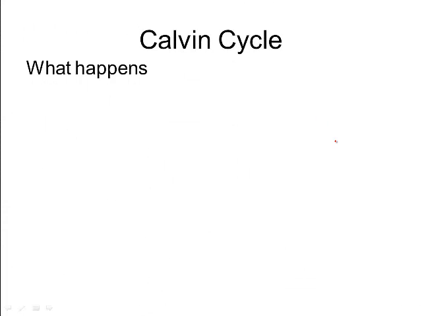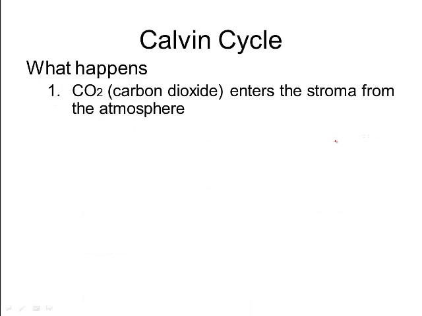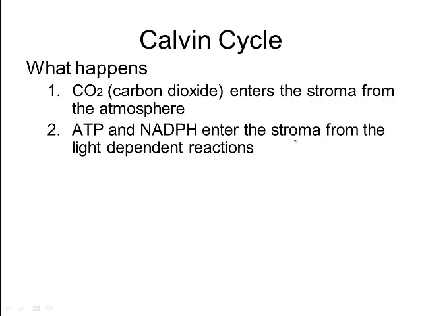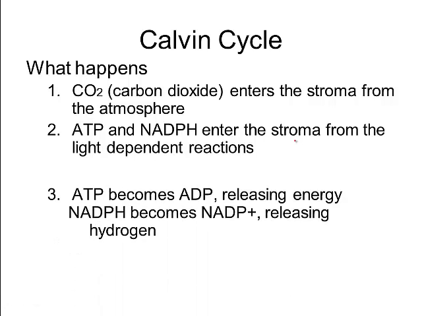Okay. So what happens in the Calvin cycle? The carbon dioxide is going to enter the stroma from the atmosphere, and the ATP and the NADPH are going to enter the stroma from the light-dependent reactions. Those happen in the thylakoid membranes. So we're going to get our carbon dioxide coming in, and we're going to get our ATP and our NADPH. Again, they're carrying all that energy, and they're going to come together within the stroma.